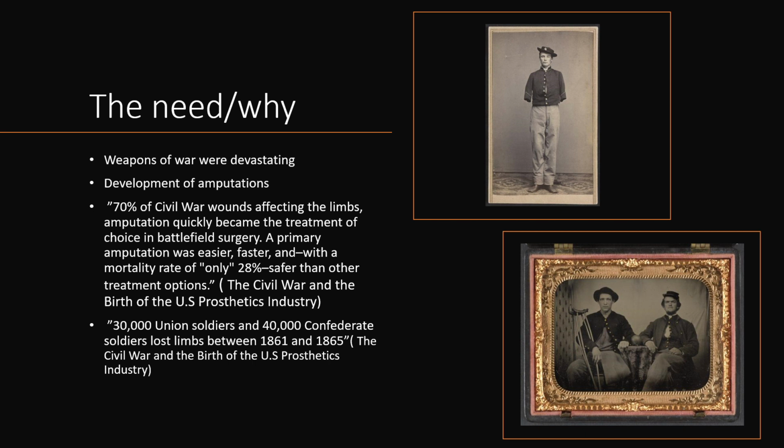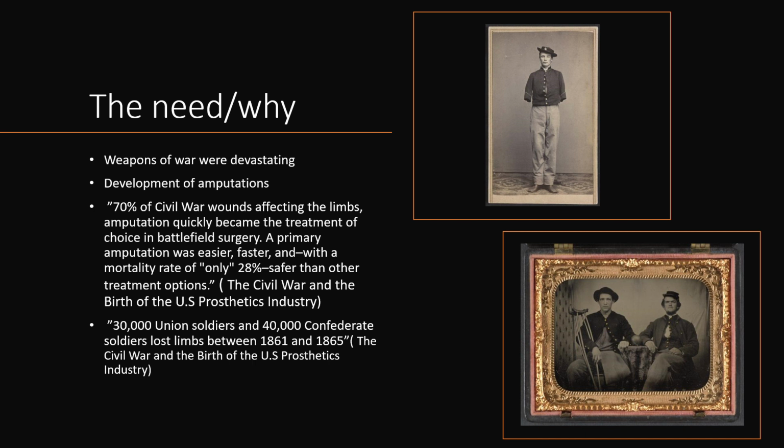This led to 70% of wounds affecting limbs being amputated because it decreased the mortality rate to only 28%. The use of new bullets and weapons of war created more internal damage to an individual. Thus, the easiest way to treat a limb was to cut it off and try to keep this new wound clean.